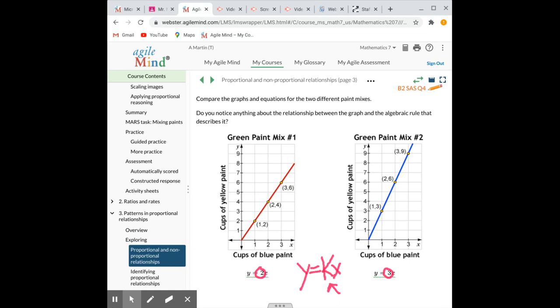Can I say it? Go ahead, Jacaden. Help her out. Is it 3 blue and 9 yellow? Perfect job, Jacaden. So using what Jacaden just said, Miranda, can you tell us what the point (1, 3) represents?